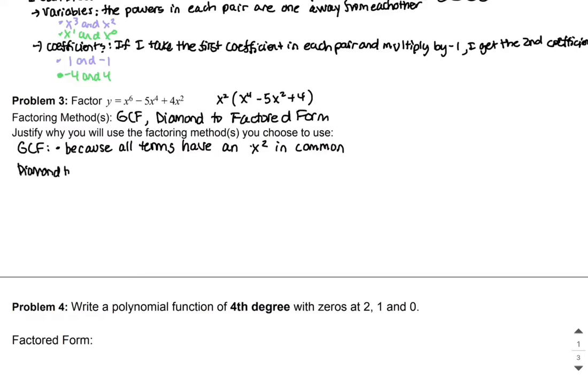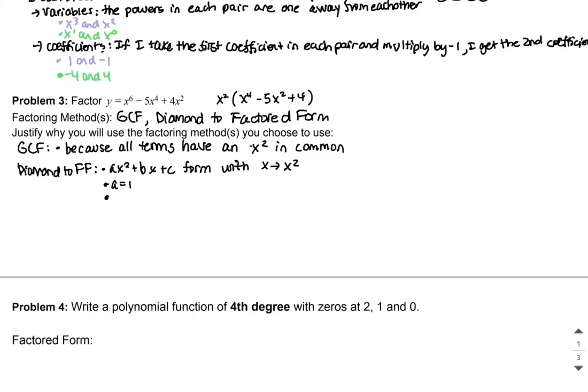So the reason why I'm using the diamond to factored form, first of all, is because it's in the form ax squared plus bx plus c form with x actually being x squared. So substituting x with x squared, I have that form. I also know I'm going to use diamond to factored form because a is equal to 1. That's how I know it's factored form and not expanded form.